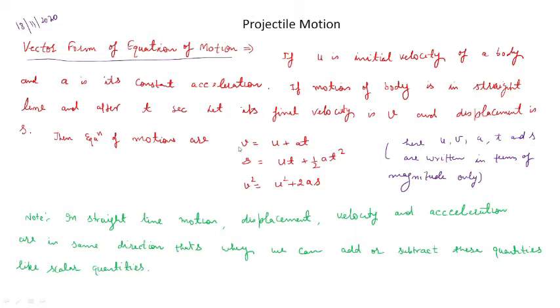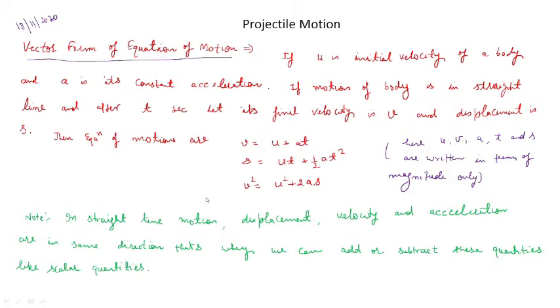Here v is the final velocity, u is the initial velocity, a is the acceleration which is constant, and t is time. The second equation is s is equal to ut plus half at square. Here s is displacement, and the third equation is v square equal to u square plus 2as.